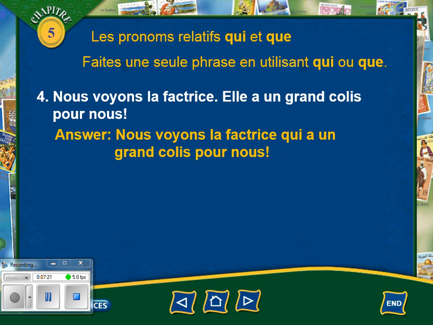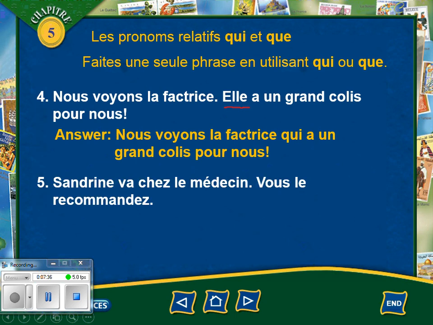Okay, write that down. And if it helps, you can underline the words that you're replacing as well as the relative pronouns so that you can see what's happening here.